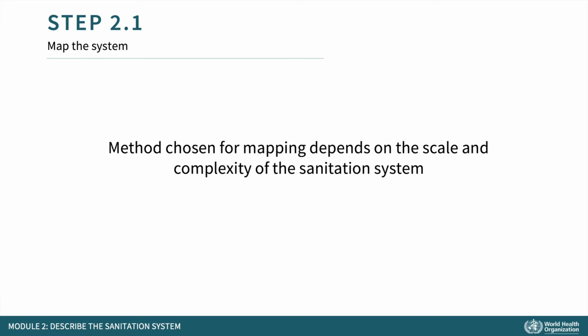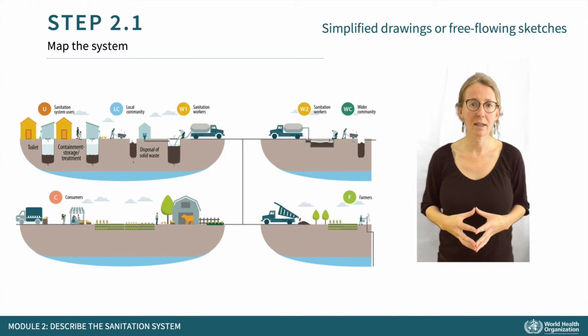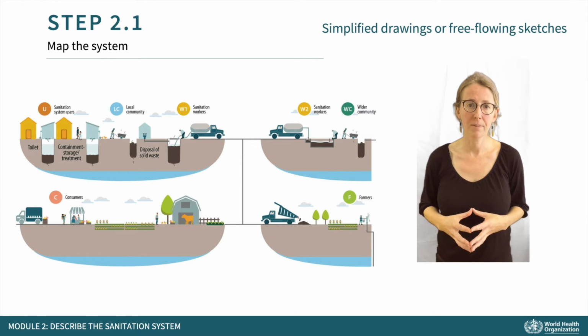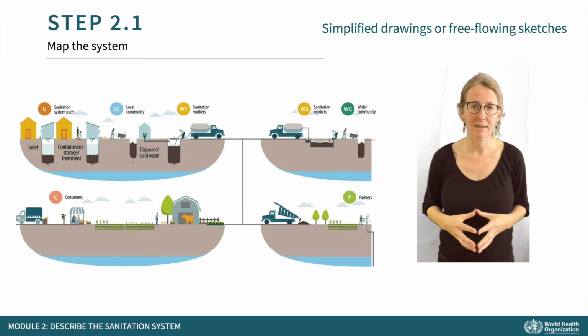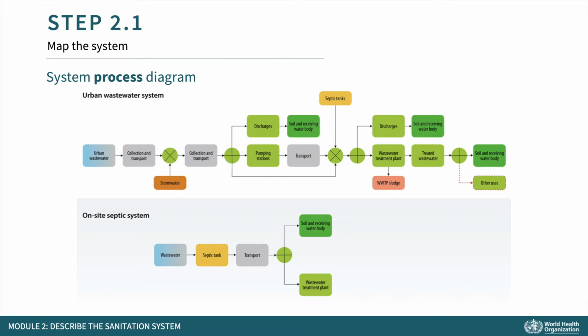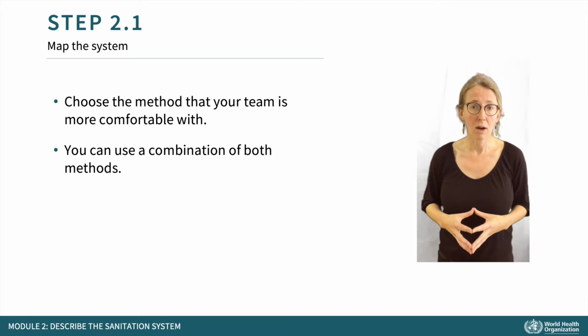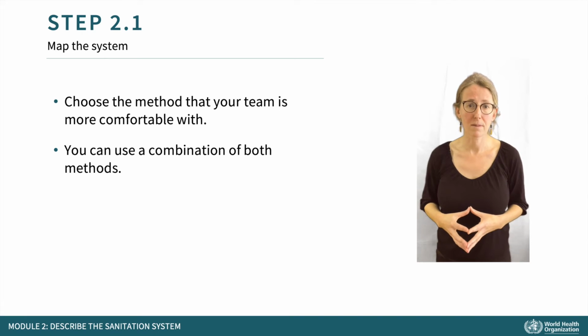The method chosen for mapping the system will depend on the scale and complexity of the sanitation system. You may use a single schematic showing how the waste is moving through each step of the sanitation chain. This slide shows an example with on-site sanitation. Another method is to use a process flow diagram. Here you can see an urban wastewater system and an on-site septic system. A detailed geographic map may be more helpful for smaller scale SSP. You can choose the method that your team feels most comfortable with or use a combination of both methods.